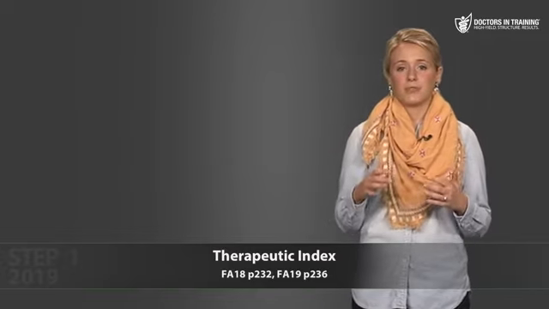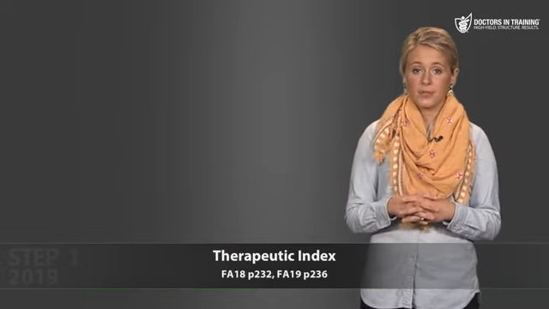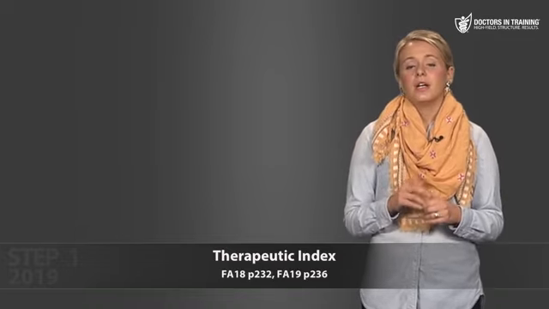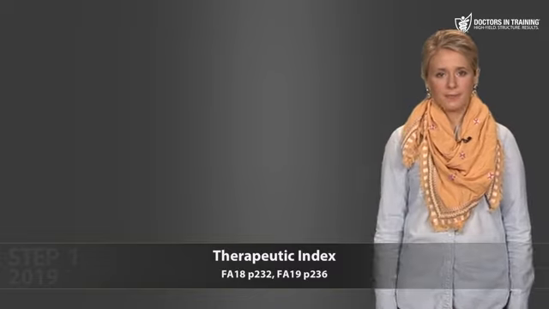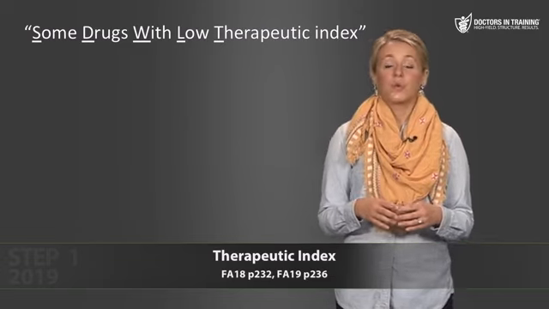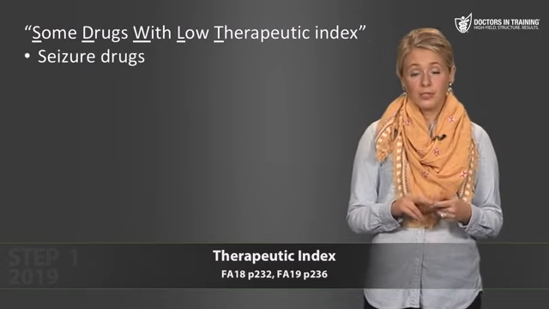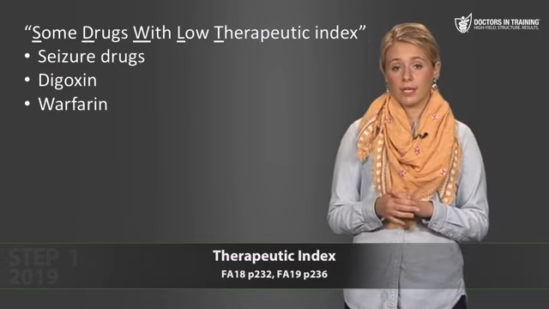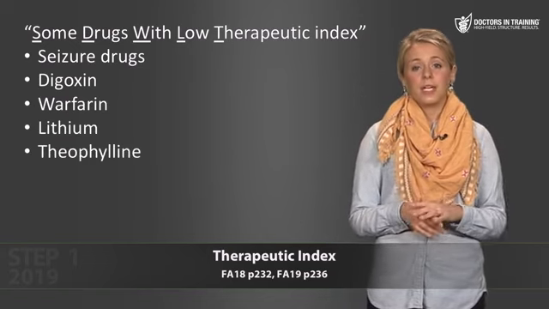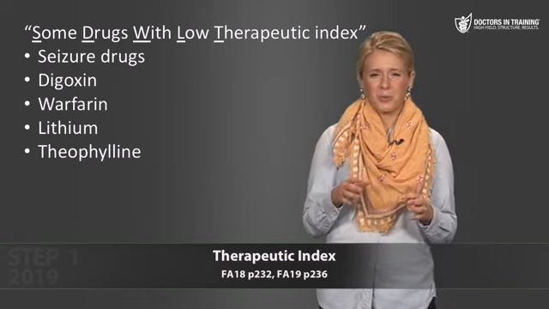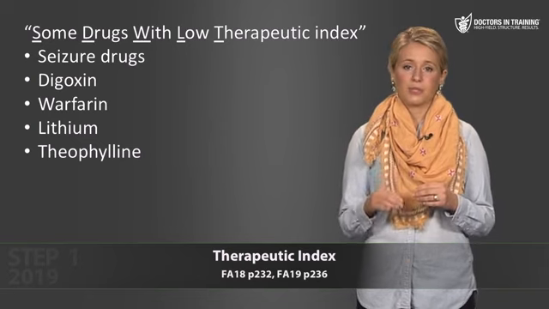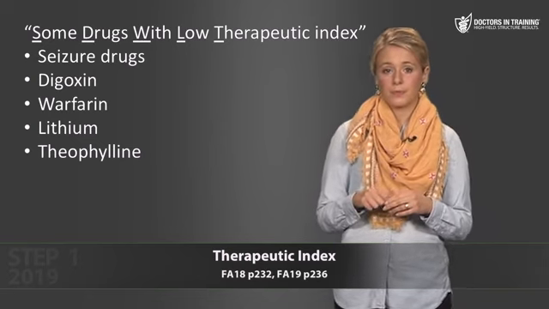So what are some examples of drugs with a low therapeutic index, where the toxic dose is only a tiny bit higher than the effective dose? A student sent us a nice little mnemonic for these, which is SLOW, drugs with low therapeutic index, which stands for seizure drugs, digoxin, warfarin, lithium, and theophylline. These are all drugs that we have to monitor on a regular basis. Low therapeutic index means the effective dose is pretty close to the toxic dose.